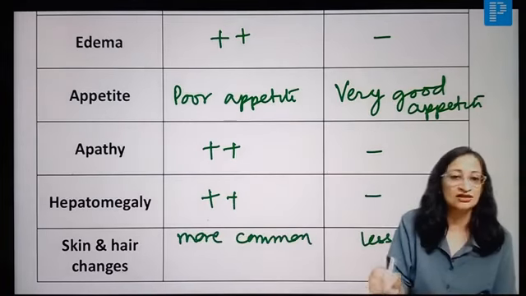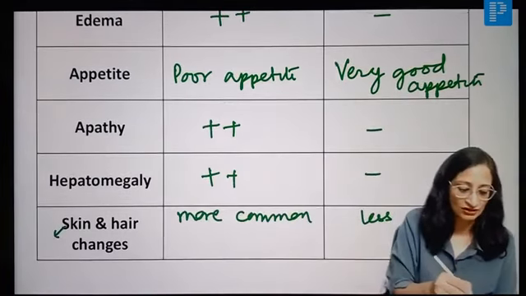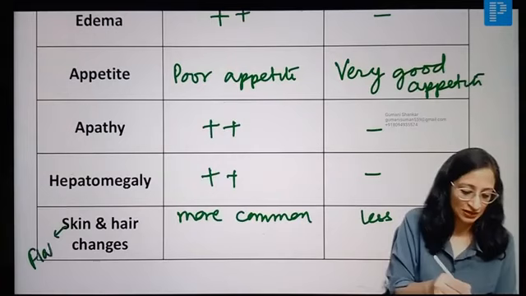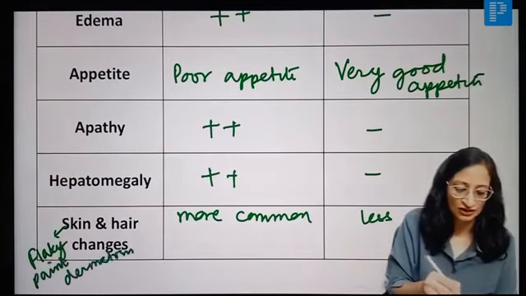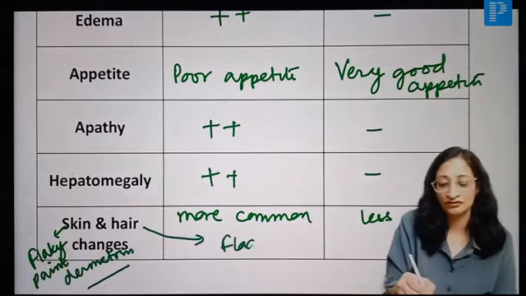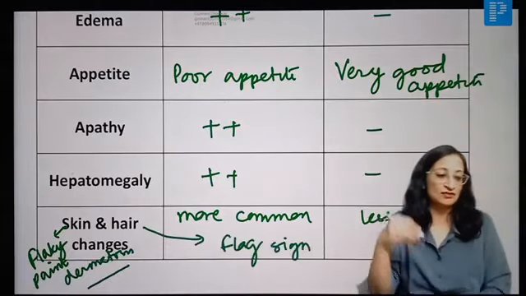What are the skin and hair changes of malnutrition? So skin changes, what do you get? Yes, so flaky paint dermatosis, just like from an old wall, paint comes out. And in the hair, you can get hypopigmentation, easy pluckability, and flag sign. That is alternate bands of pigmented and hypopigmented hairs.